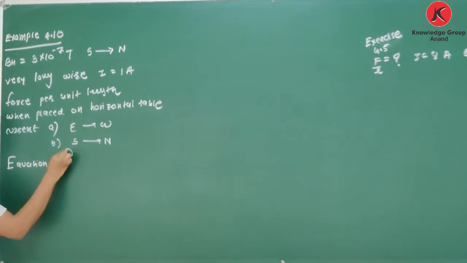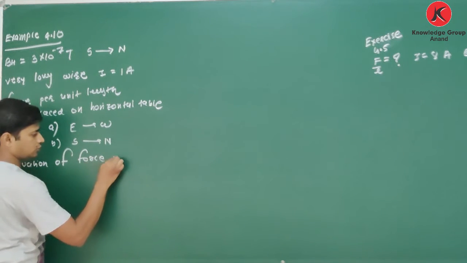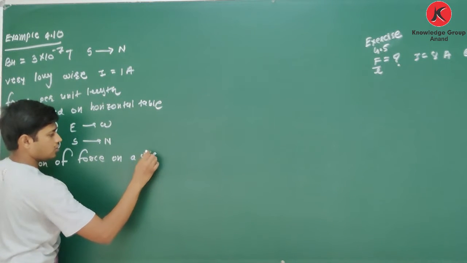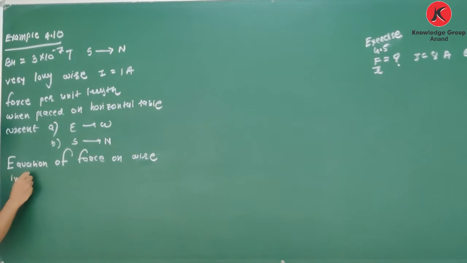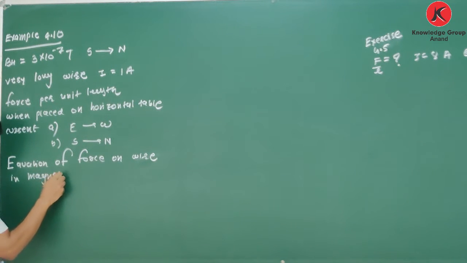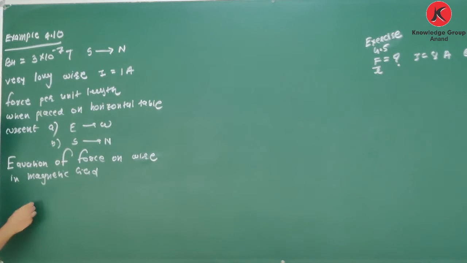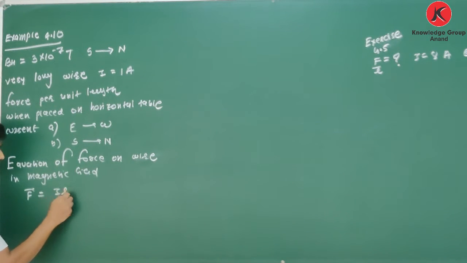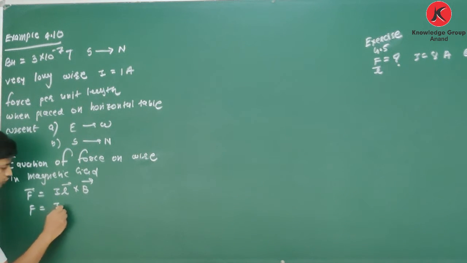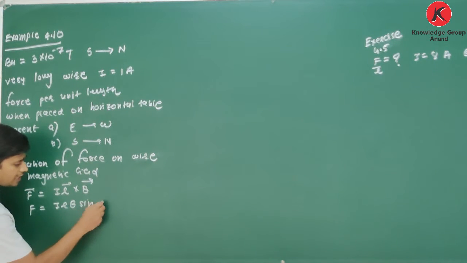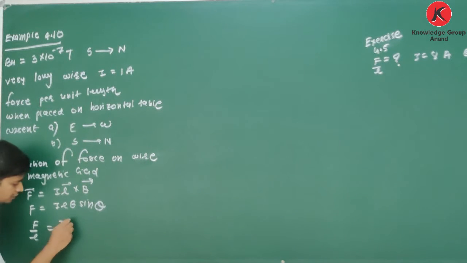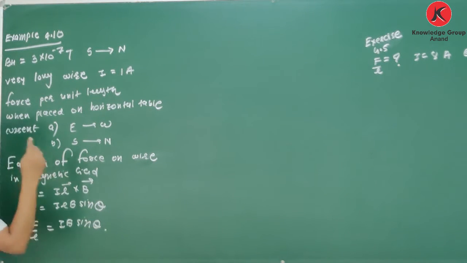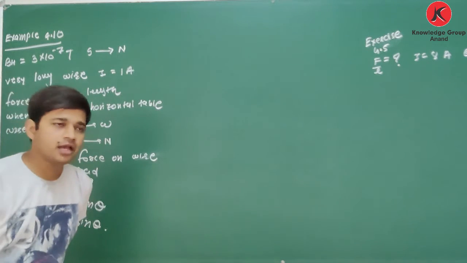The equation of force on a wire in a magnetic field is F is equal to I L cross B. If I want to find its magnitude, I can write F is equal to ILB sin theta. Here we have to find force per unit length, meaning F upon L is equal to IB sin theta. Clear about this?